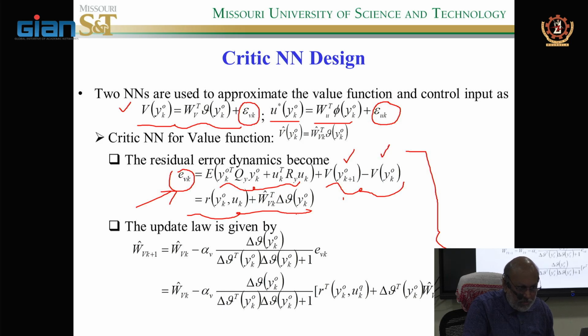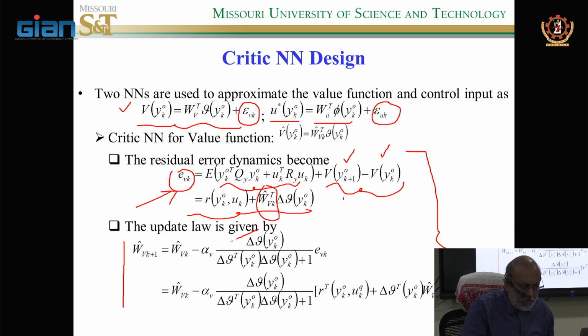The delta gives you the difference. So this is the cost to go from k to k plus 1, and this term provides you in terms of the weights from k plus 1 to infinity. Now we need to come up with a weight update law for the critic. So we use the same type of weight update law, which we call gradient descent: W hat of k minus alpha V times this.